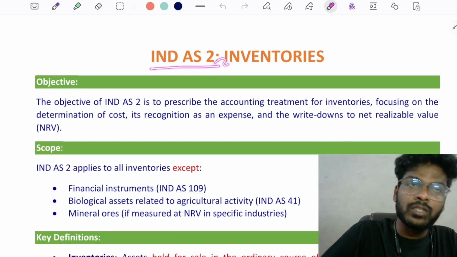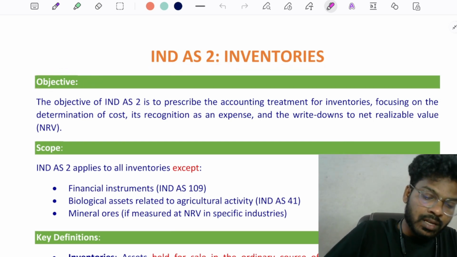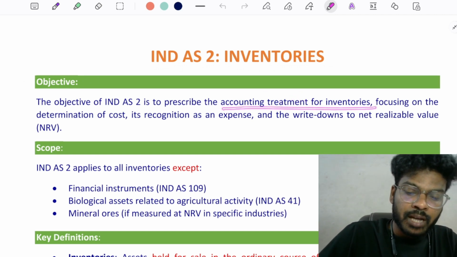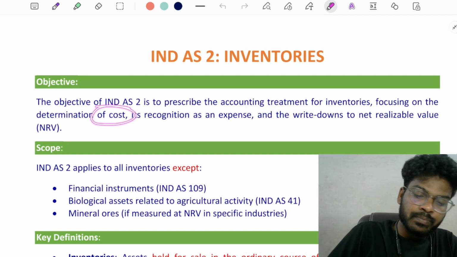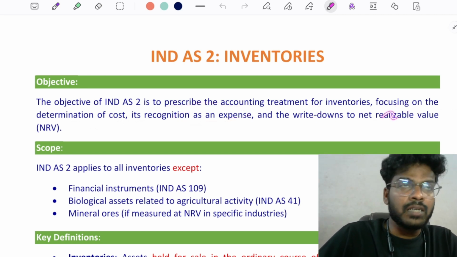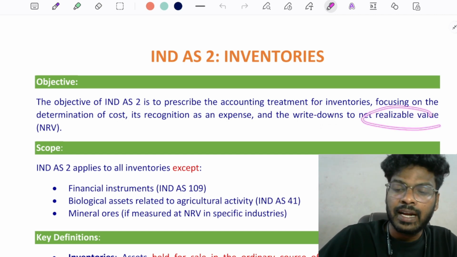Let's discuss Ind AS 2 Inventories. First one is the objective of Ind AS 2. The objective of Ind AS 2 is to prescribe accounting treatment. Ind AS 2 prescribes accounting treatment for valuation of inventories, focusing on determination of cost and expenses to be recognized and written down. The value of inventory is to be written down to net realizable value.